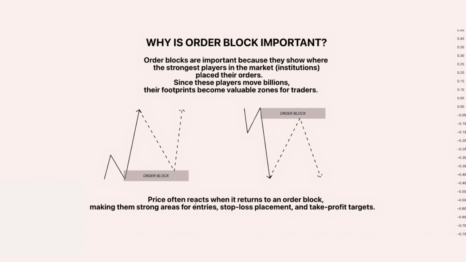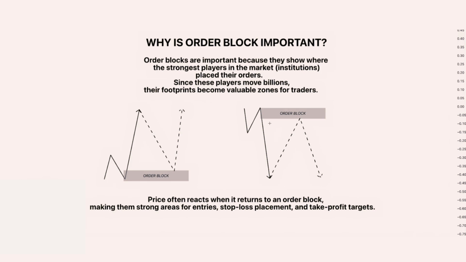And now prices often react when it returns to an order block, making them strong areas for entries, stop loss placement, and take profit targets. So you can see from the illustration I have here, once there is an order block, we get an impulsive move, and that impulsive move will now break a structure. So the idea will be to wait for price to come back into the order block. If the break of structure was to the upside, we will be looking to buy once price gets back into that order block. And if the impulsive movement and the break of structure was to the downside, we will be looking to sell once price gets into that order block.